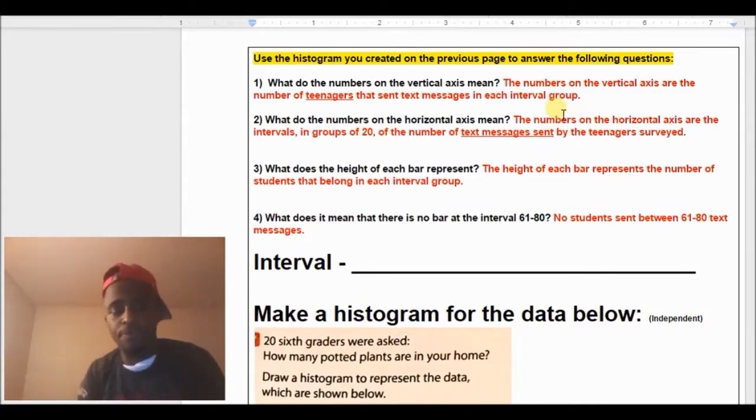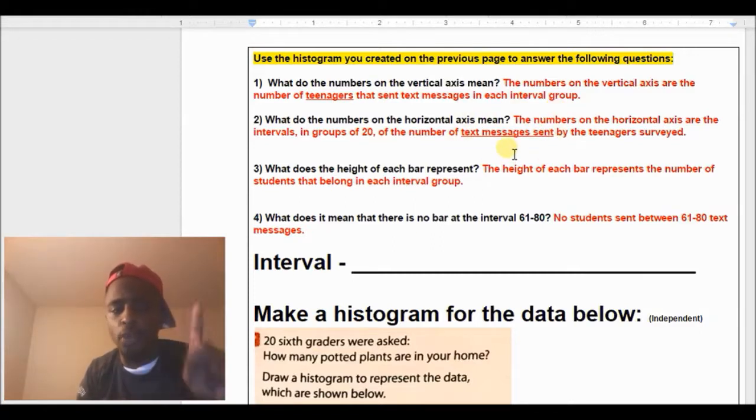Keyword is teenagers. All right, number 2, what do the numbers on the horizontal axis mean? This means the numbers on the horizontal axis are the intervals, in groups of 20. So we group them in 20, of the number of text messages sent by the teenagers surveyed. All right, so the keyword there is text messages.